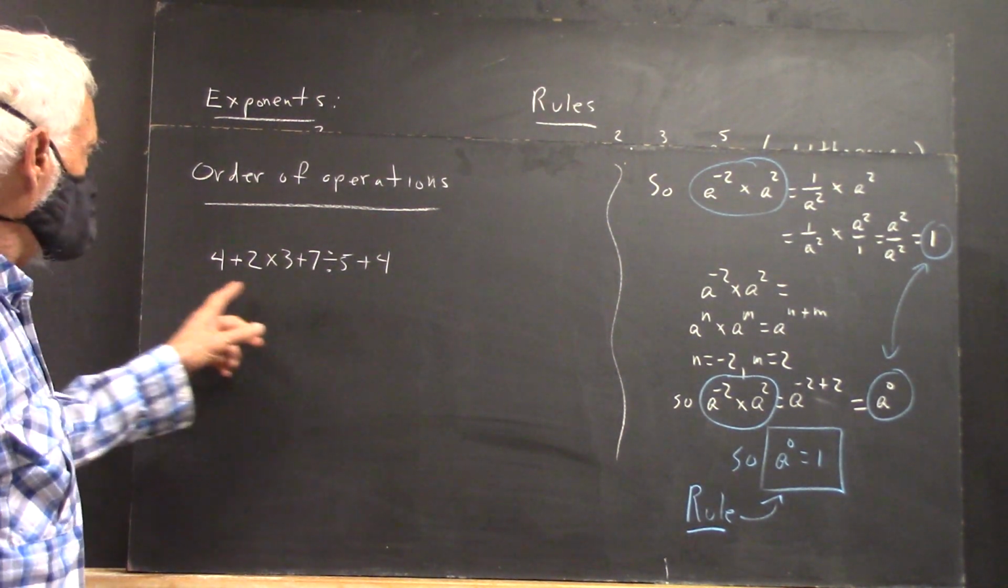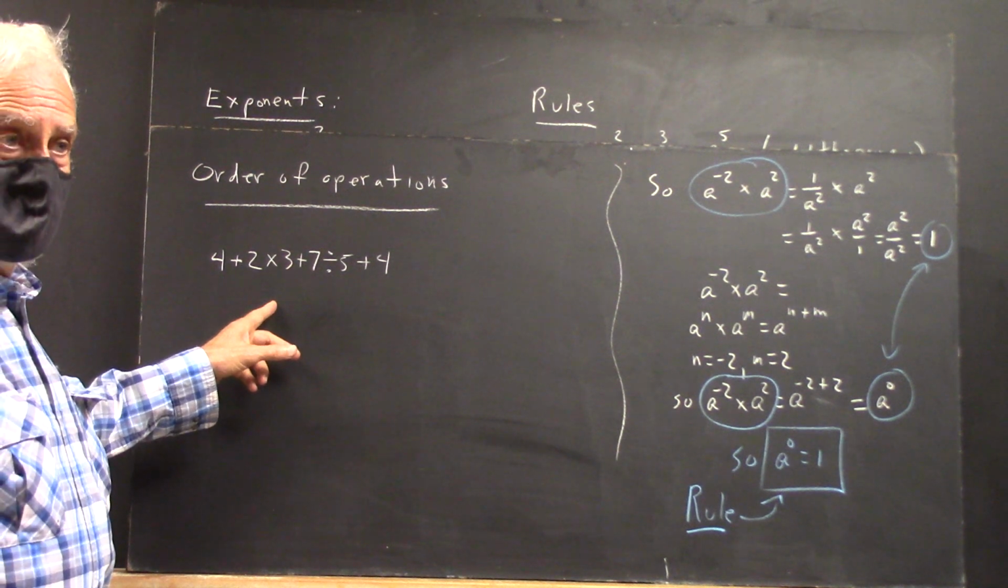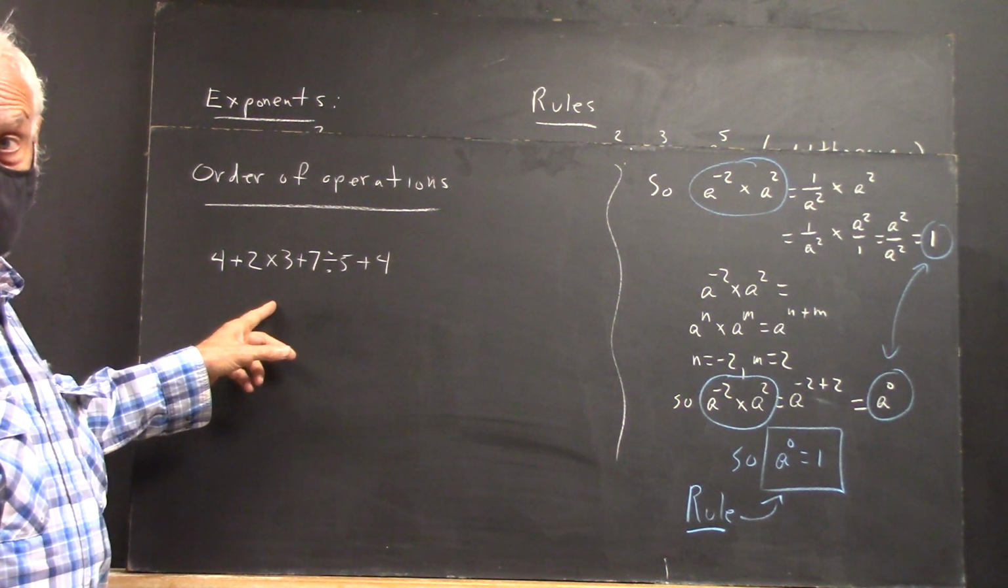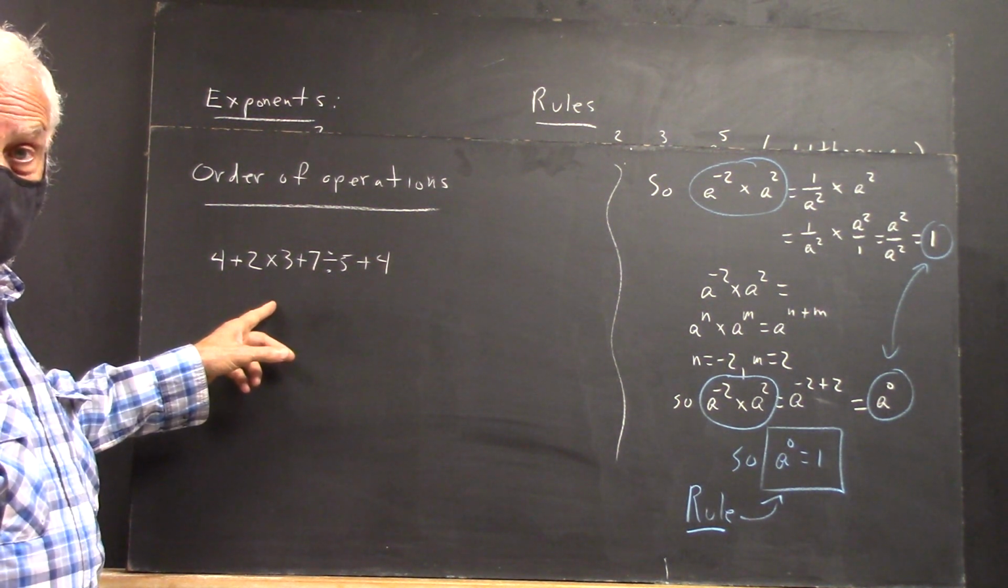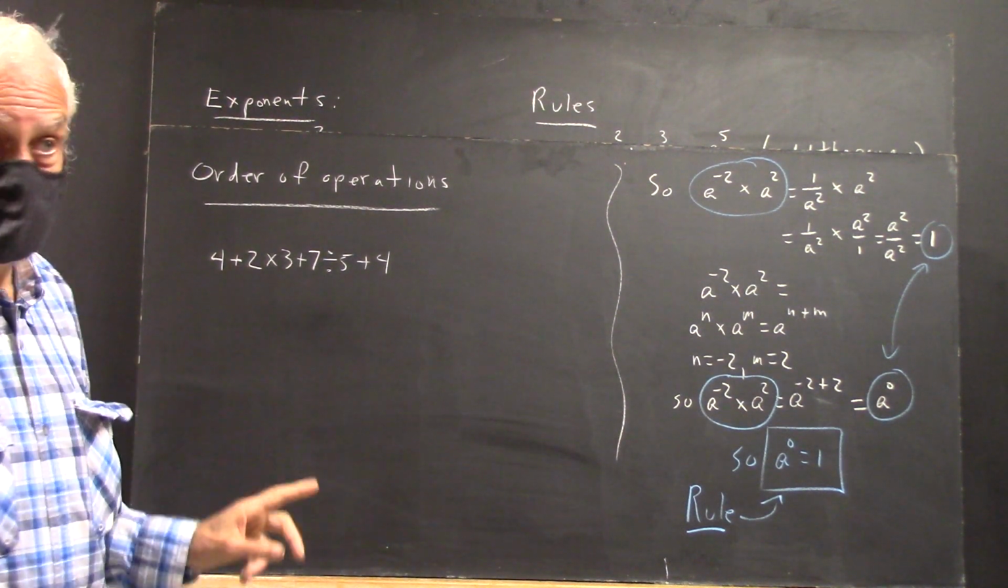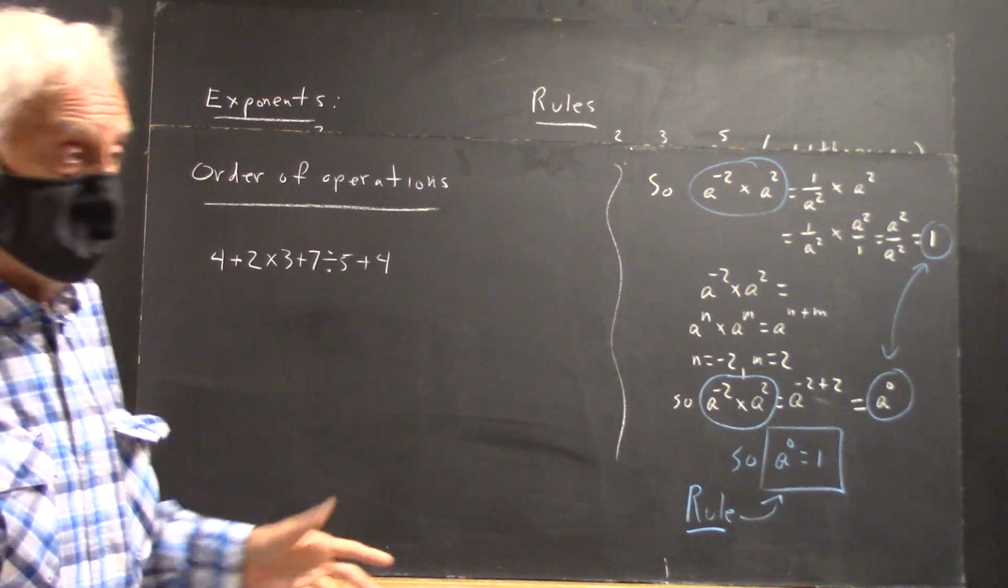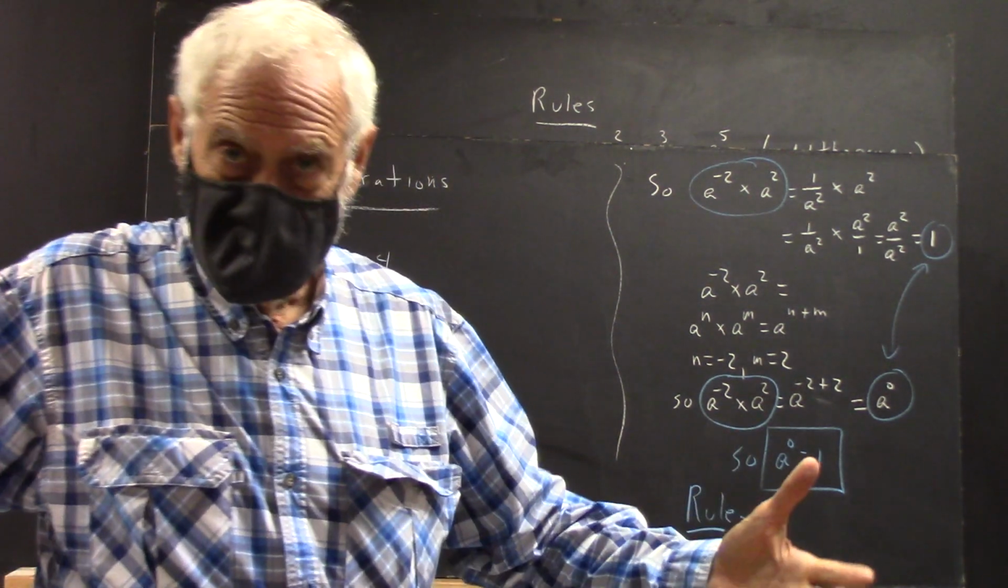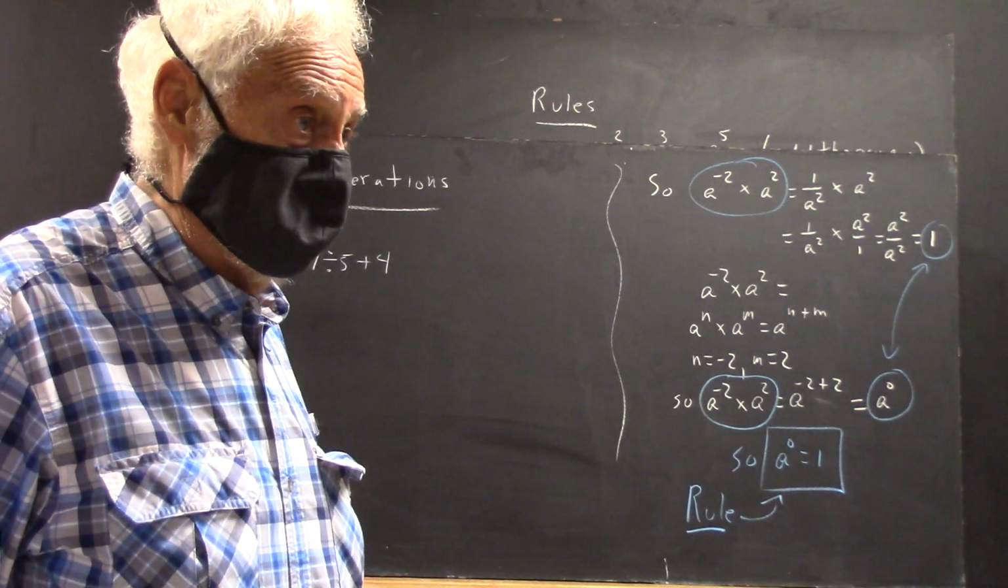Are you going to add the 4 and the 2? Some people want to do that. That's the first thing. Why don't you do it? Because you got to do multiplications before you do additions. Now that's something that people typically are pretty good with at this point. Okay?